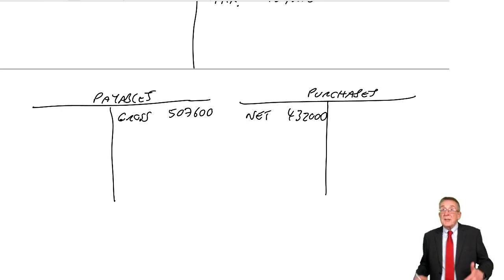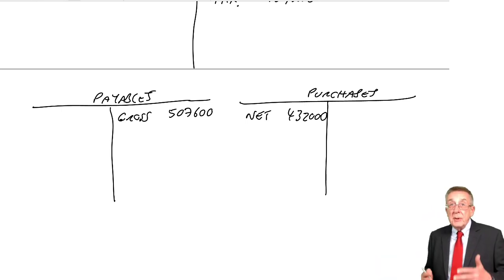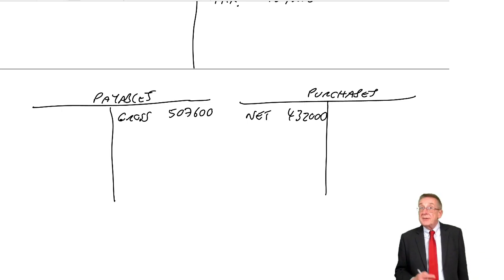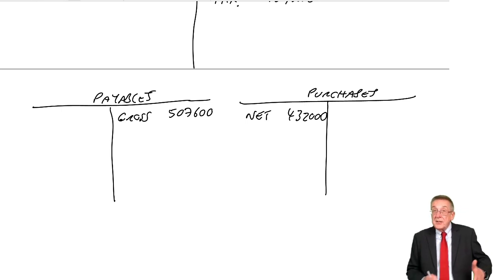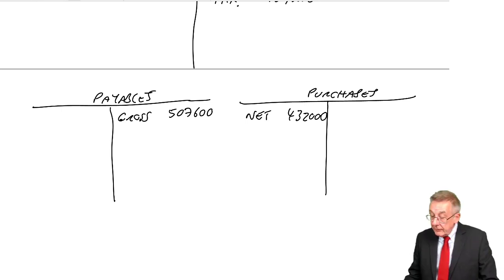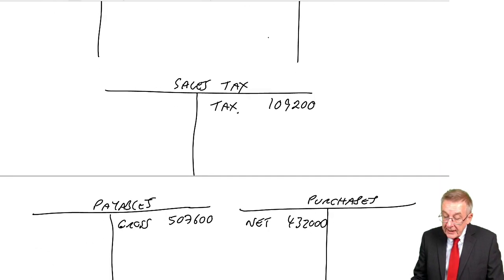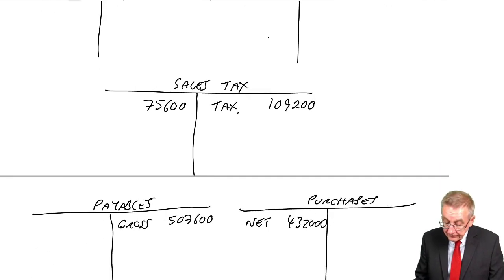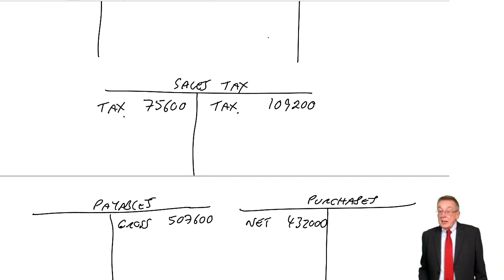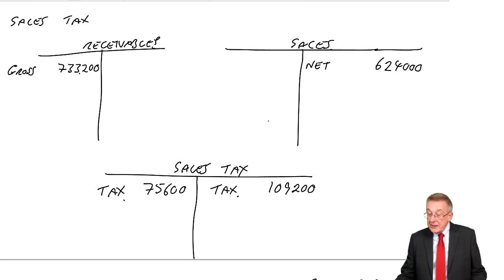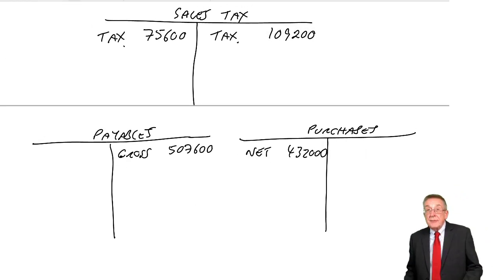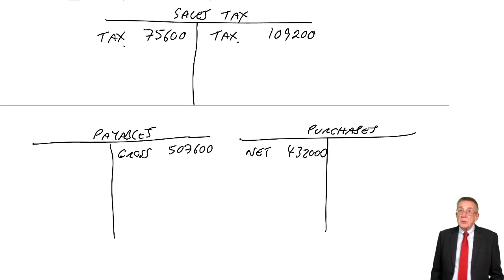And if you remember the tax, we effectively get back because the amount we pay to the state is the tax we've charged less any tax we've suffered. So to complete the double entry, credit payables with the gross amount, debit purchases with the net, the tax of 75,600, we debit the sales tax account. And so think about it. My sales that we can take credit for are 624 and the purchases 432, just as they would have been if there was no tax at all.